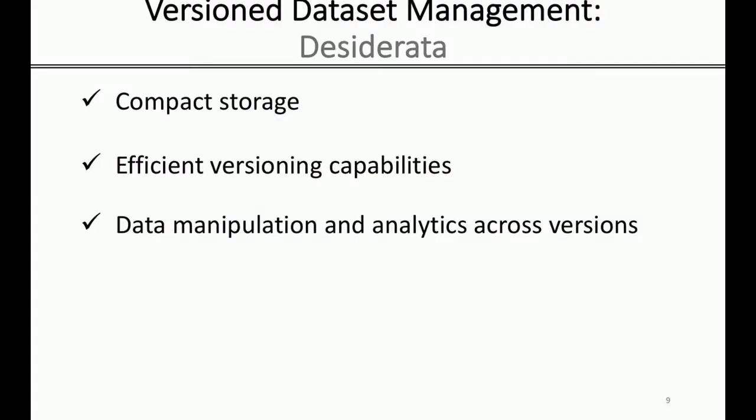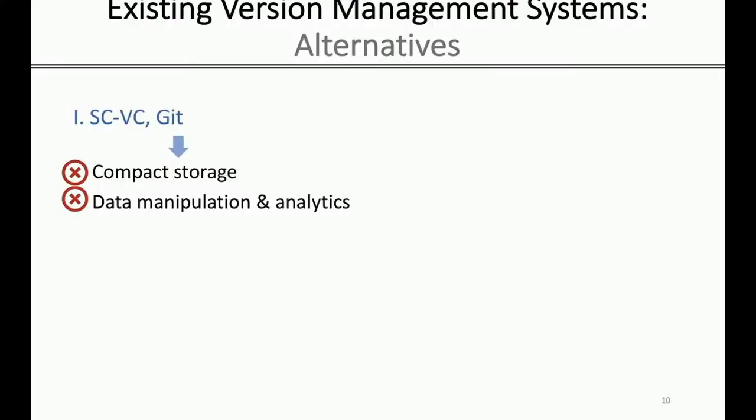There are mainly three desired properties for such a management system. The first is we want to have compact storage to reduce the storage cost. The second is we want to have efficient versioning capability to enable true collaboration. And last but not least, we want to have data manipulation and analytics to help data scientists reason across different versions. So what about some existing version management systems?